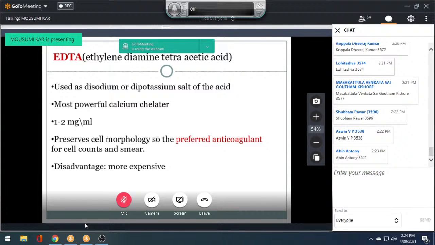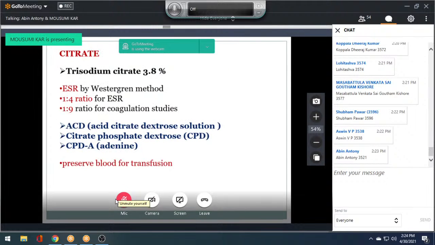Now coming to EDTA, which is ethylene diamine tetraacetic acid. This is the preferred anticoagulant which we use for blood routine as well as for peripheral smear. Of course, for peripheral smear, we always prefer a fresh finger prick smear. But if that is not available, then you can also take an EDTA sample and make the smear without much delay. It usually uses disodium or dipotassium salt, and it's a very powerful chelator. The dose is around 1.2 mg per ml. And what is the color of EDTA? Lavender.